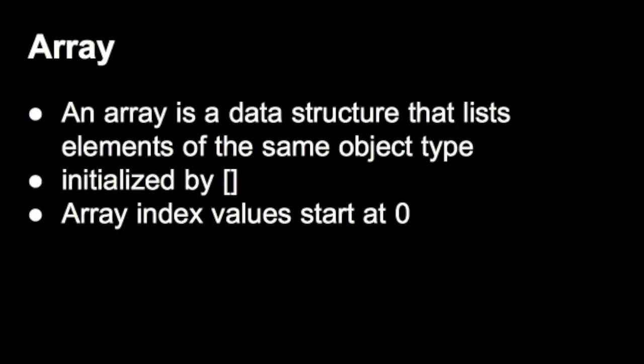An array is basically a data structure that lists elements of the same object type. So you can have an array of int, you can have an array of string, you can have an array of doubles, and it's initialized by brackets. So that's how you know it's an array. And one thing to really keep in mind, and I think we've talked about this in the past, array index values all start at 0. So they don't start at 1, they start at 0.